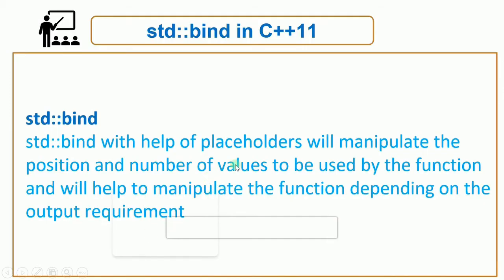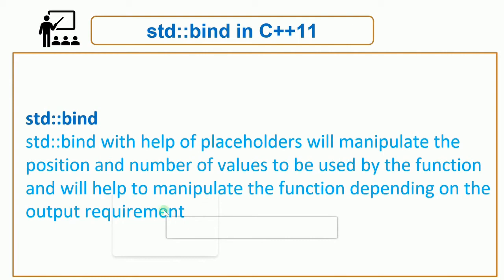So with the help of placeholders, it will manipulate the position and the number of values. Number we have seen: if there is underscore 1, then only 1 argument you have to pass. Underscore 2 means 2 arguments you have to pass in your new function object. So with the help of the placeholder, it will help the function to modify and decide how many arguments will be passed to be used by the function. Now, what is this position? We will see ahead. In the next slide, I have covered the program and also executed it, so you will understand better.